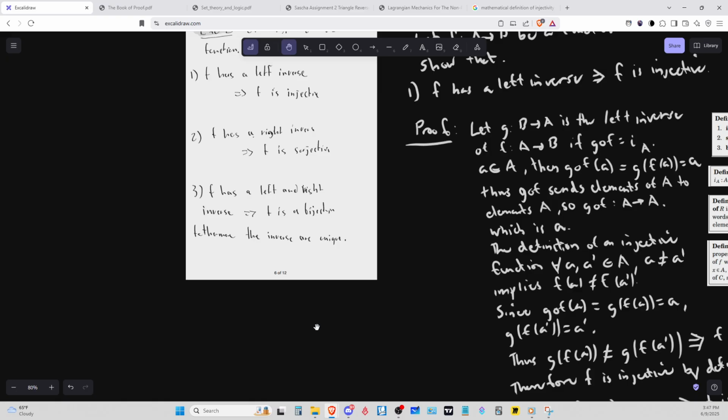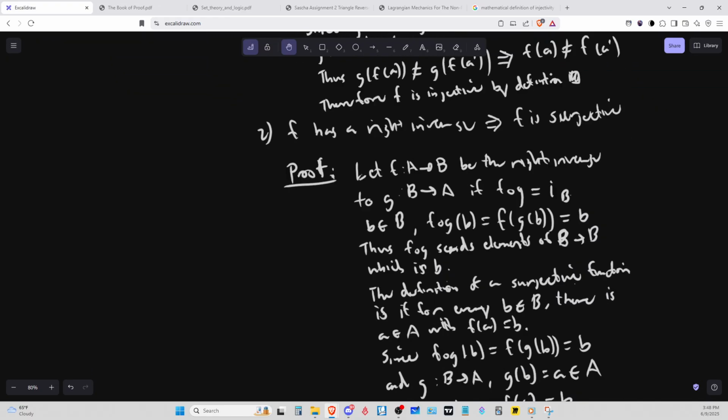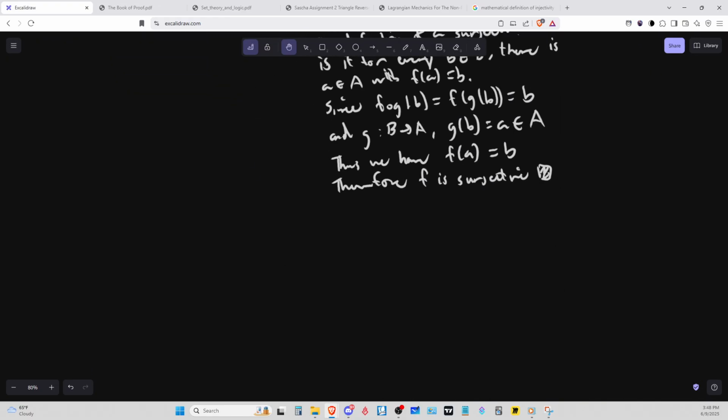Okay, so number 3. What do we have for number 3? F has a left and right inverse implies that F is bijective. Furthermore, the inverse is unique. Okay. I don't know how to prove uniqueness.